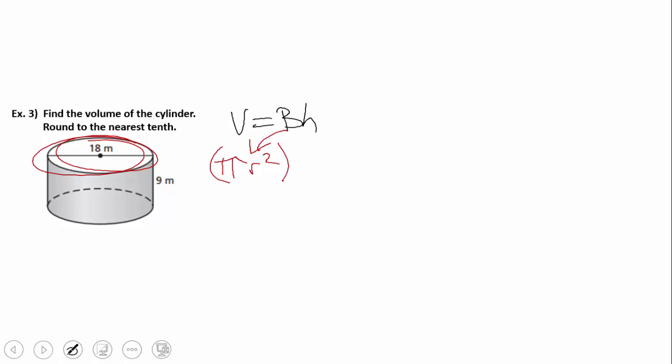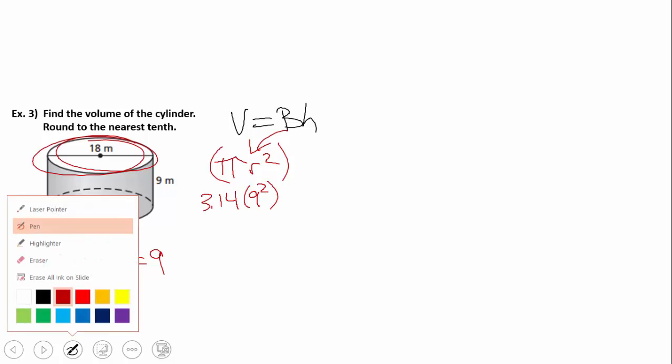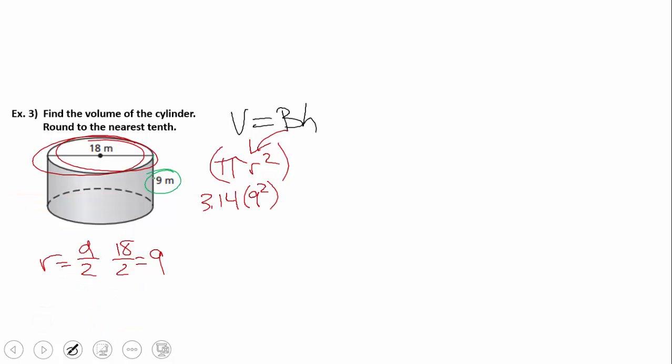And we look over here. Ooh, dang. This time they gave us the diameter, the distance all the way across the circle passing through the center. And we know that radius is equal to diameter divided by 2. So 18 divided by 2, our radius is 9. So we come over here, 3.14 times 9 squared, and we multiply that by the height. The distance between the two bases is 9, so the height is 9.